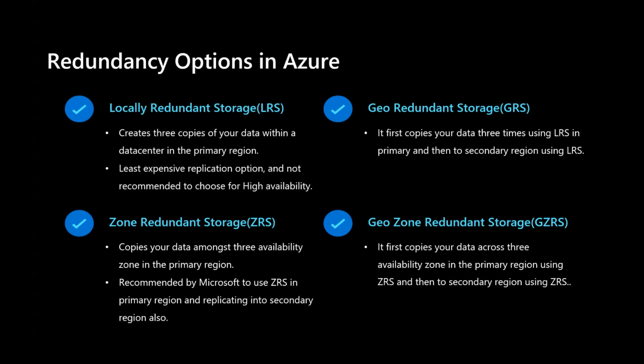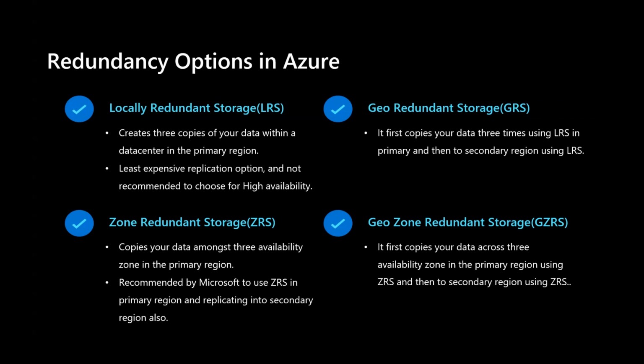Now talking about redundancy to support a secondary region as well, there is geo redundant storage, which is GRS, and geo zone redundant storage, which is GZRS. GRS copies your data simultaneously three times within a data center in the primary region using LRS, and then it copies your data to the secondary region, again using LRS. And with geo zone redundant storage, it copies your data simultaneously across three availability zones in the primary region using ZRS, and then it copies your data to the secondary region using ZRS.